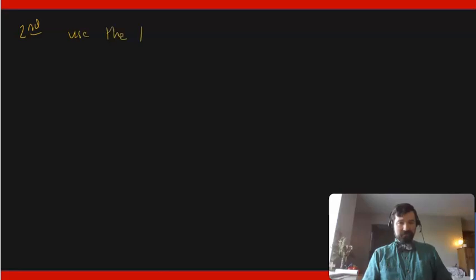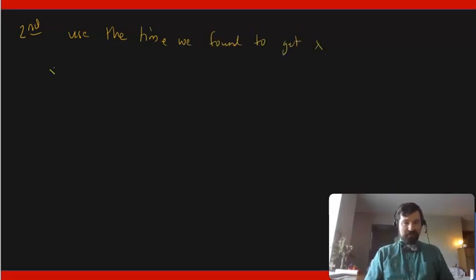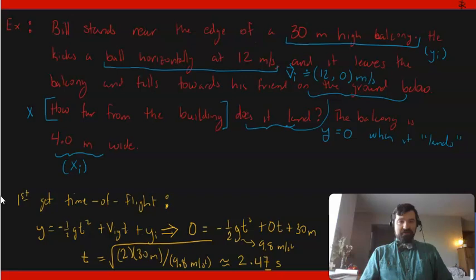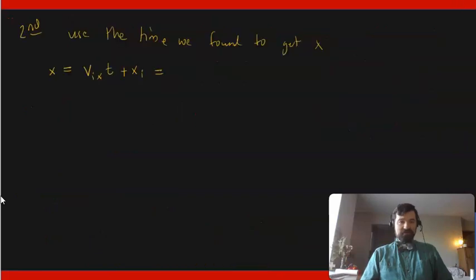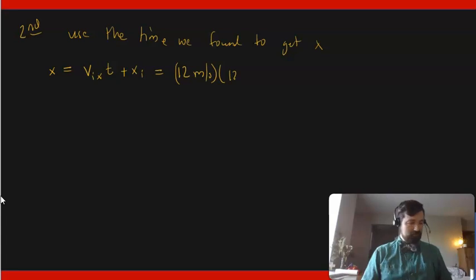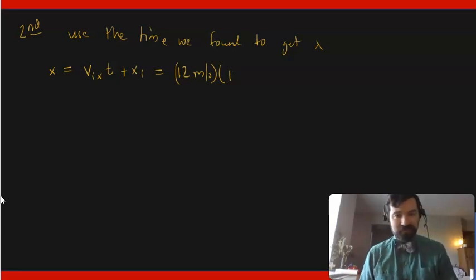So use the time we found to get x. And so to do that, we'd say x is equal to v initial x times time plus x initial. So again, it had an initial velocity in the x direction of 12 meters per second. So we would use 12 meters per second times the time we just found, which was 2.47.